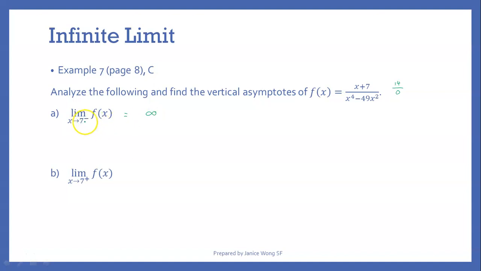We need to check the sign by taking 6.9 as a representative. Substitute 6.9 into x. 6.9 plus 7 is 13.9, a positive value. 6.9 to the power of 4 minus 49 times 6.9 squared. Using a calculator, the value will be of negative sign. Positive over negative is negative. So the limit for f(x) is negative infinity for part A.